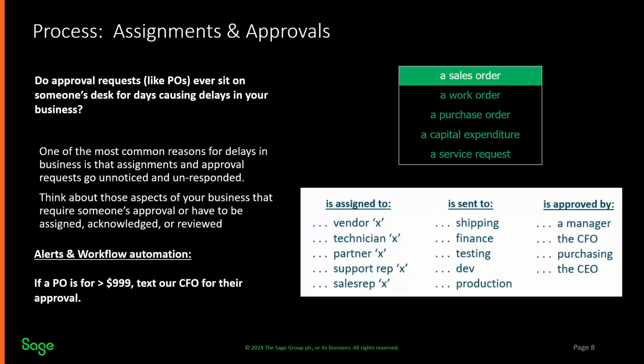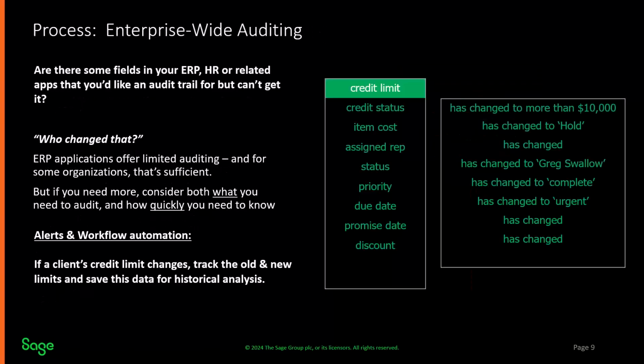So let's have the software monitor things for sales orders and work orders and purchase orders and capital expenditures, all those things that are going on in your business. You set the tone and have the software then send you the information to say, yes, I'm on track, or no, these are the things that you need to be aware of. And then we look at enterprise-wide auditing.